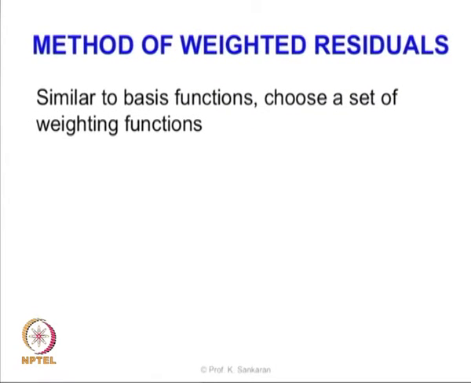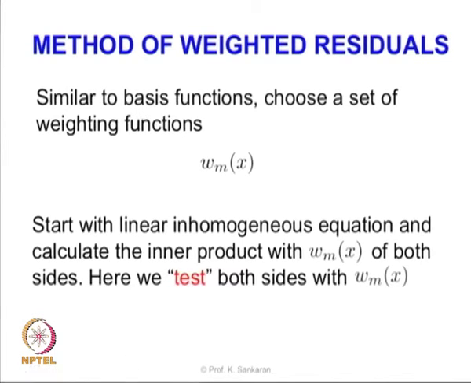Similar to the basis functions which we have used earlier, where we used the v of n as the basis function, we are going to choose a new set of functions which is called the weighting function. The weighting function is written with w, and the basis functions are written with v of n. So we start with the linear inhomogeneous equation and calculate the inner product with this weighting function on both sides. Here we are testing both sides with w.